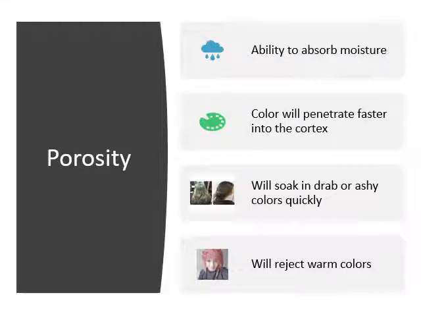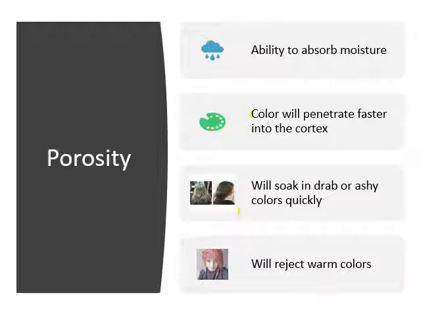Porosity is the hair's ability to absorb moisture. This is related to the condition of the cuticle. If your cuticle is completely open, it's very porous. If your cuticle is closed, we call it resistant hair. If the cuticle is open, the color is going to penetrate into our cortex a little bit faster, so we can make a time adjustment.